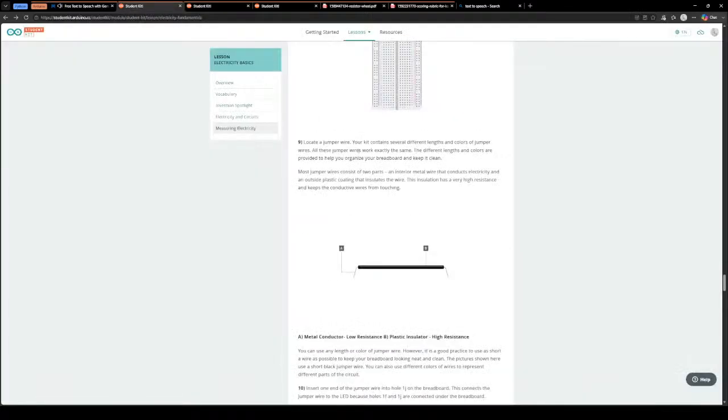9. Locate a jumper wire. Your kit contains several different lengths and colors of jumper wires. All these jumper wires work exactly the same. The different lengths and colors are provided to help you organize your breadboard and keep it clean. Most jumper wires consist of two parts: an interior metal wire that conducts electricity and an outside plastic coating that insulates the wire. This insulation has a very high resistance and keeps the conductive wires from touching.